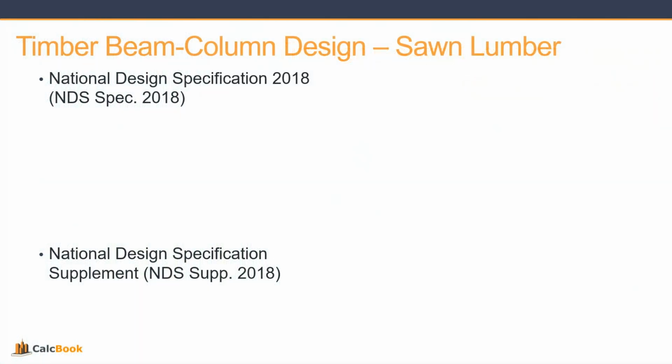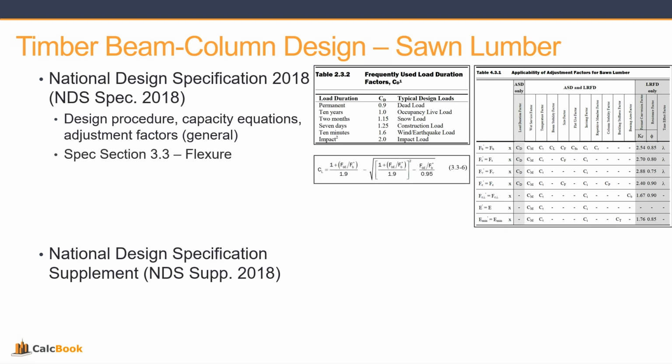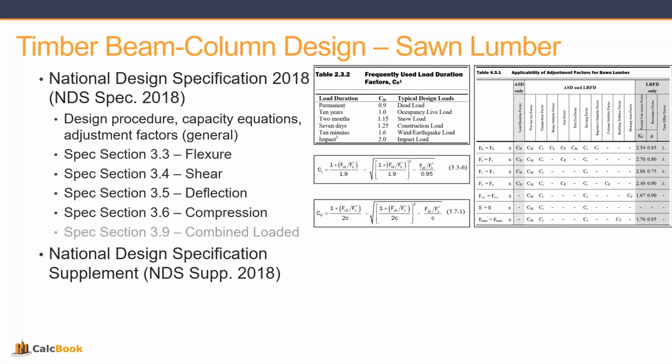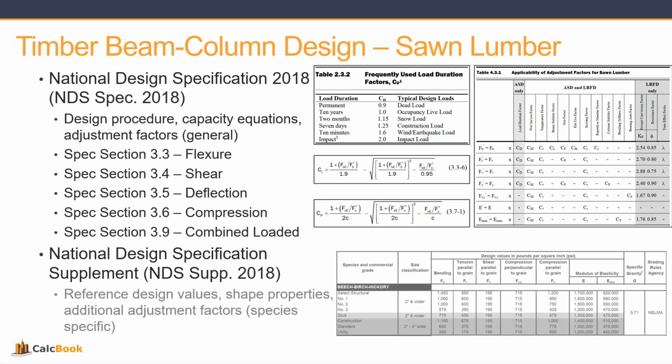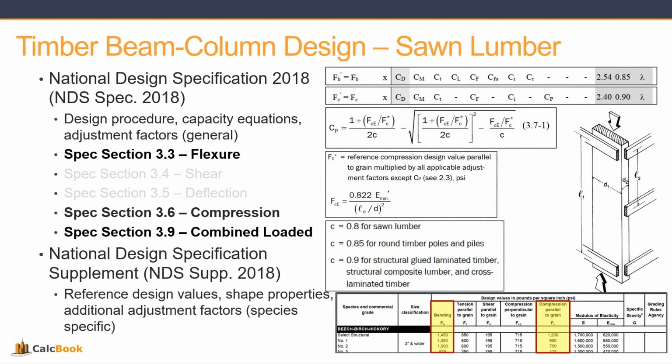So just remember we are using the National Design Specification, the NDS spec, and that has the spec and the spec supplement. The spec gives you your general design procedures, capacity equations, those sorts of things. So we can look at our flexure, shear, deflection, compression, and then our combined loading. Our supplement gives us our reference design values, so our shape properties, our design properties, different specific adjustment factors for the type of species, those types of things. For us today, we're going to be looking at flexure, compression, and then combined loading of those two items. Similar to steel design, but NDS has their own set of equations for that combined loading.